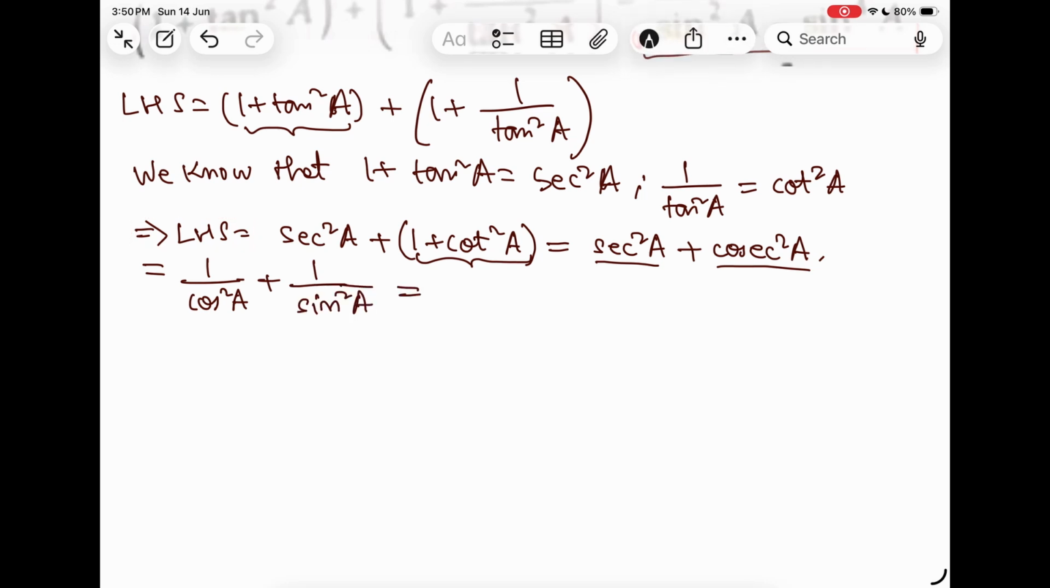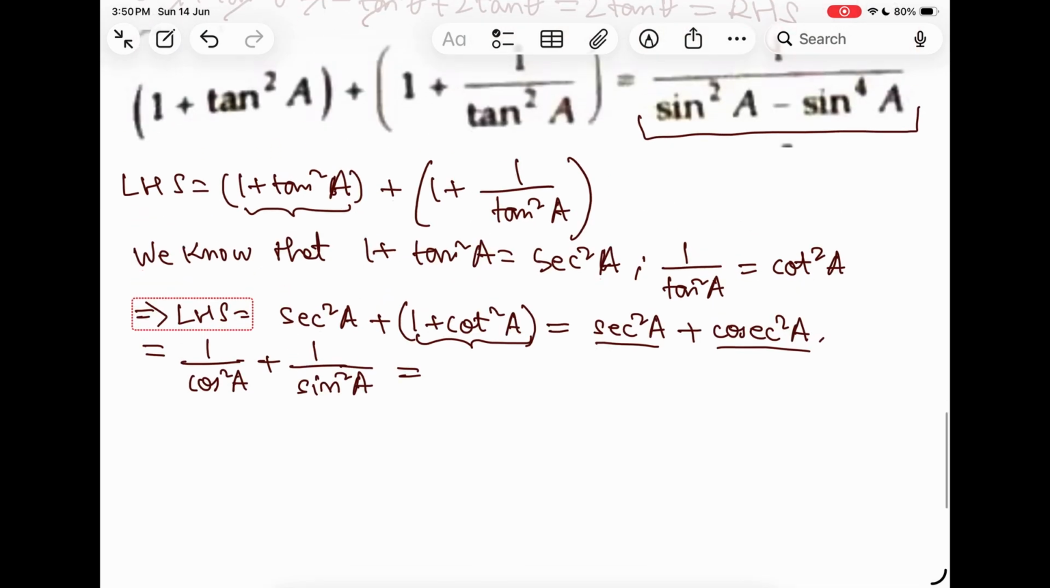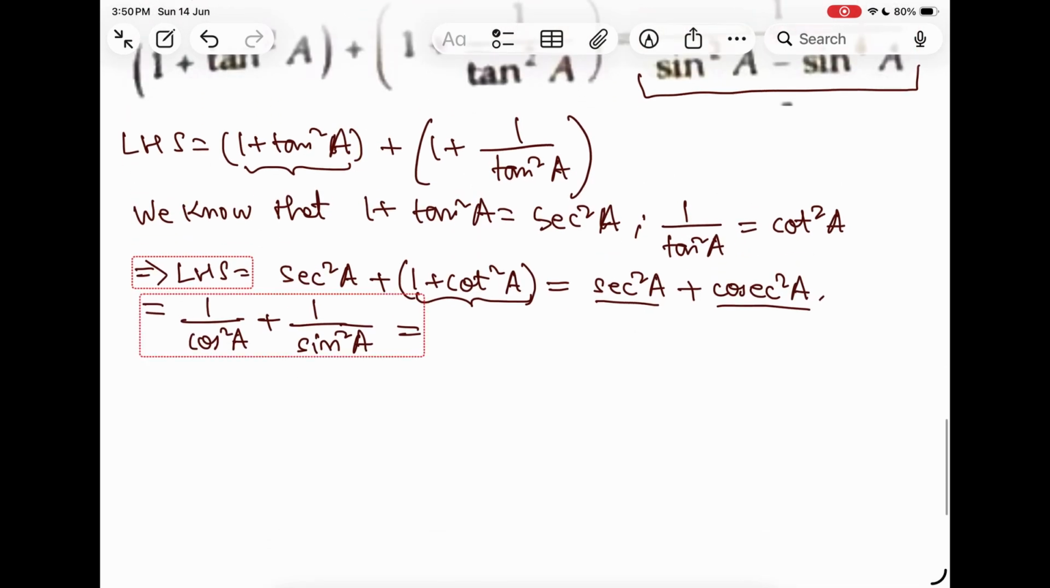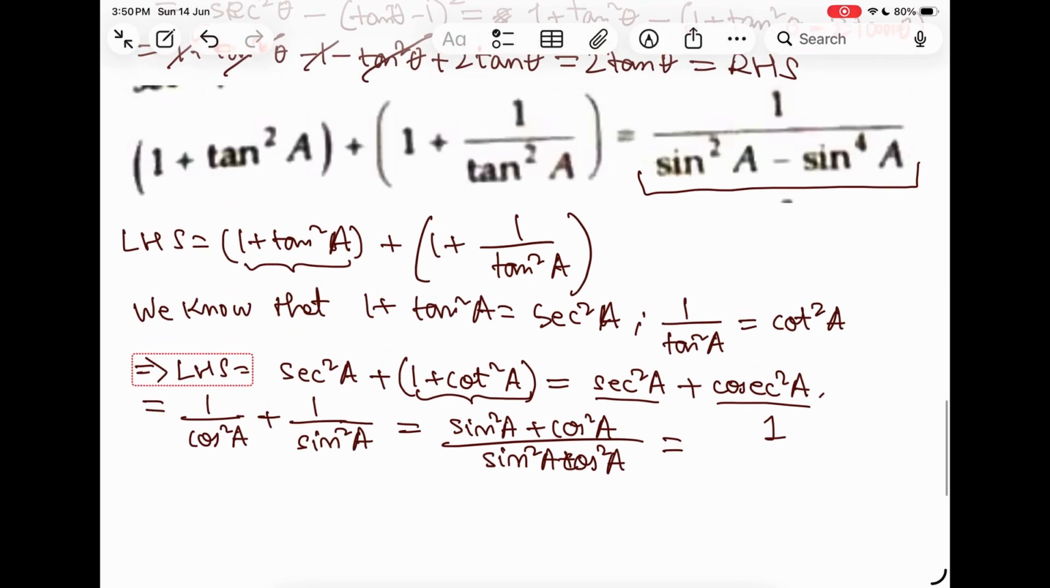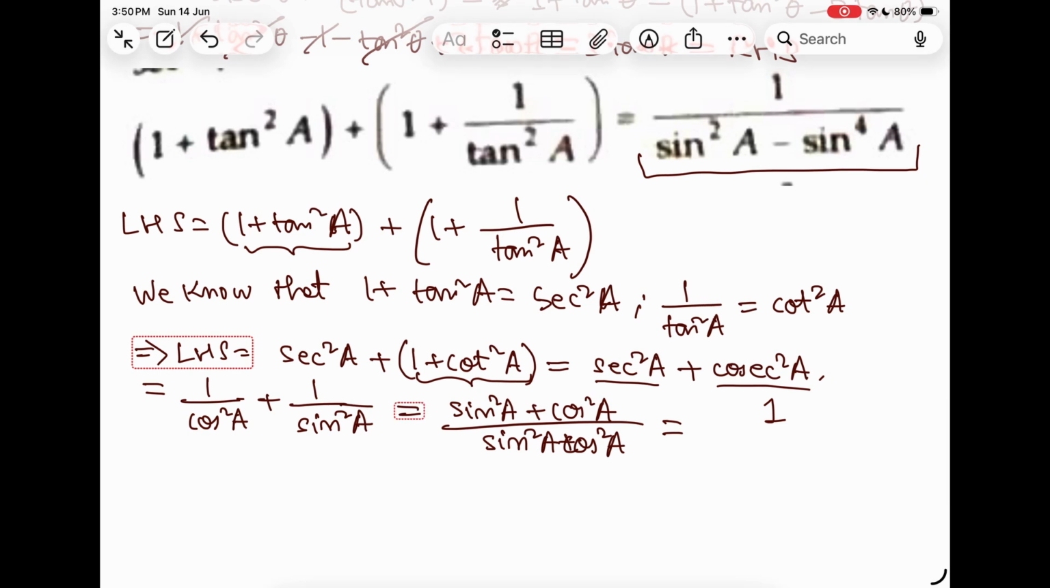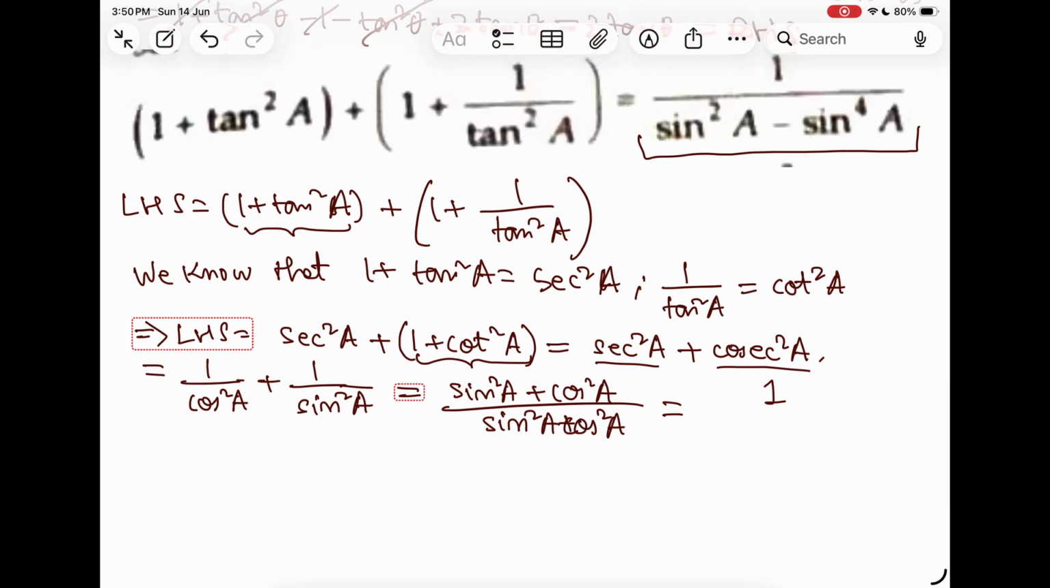Now similarly, taking out the LCM, we can write it down as sine square a plus cos square a upon sine square a multiplied with cos square a. Alright, but on the RHS side, we see that on the top there is 1, right? So we have achieved that part. That numerator part has been equated, that is sine square a plus cos square a equals 1. We all know that.